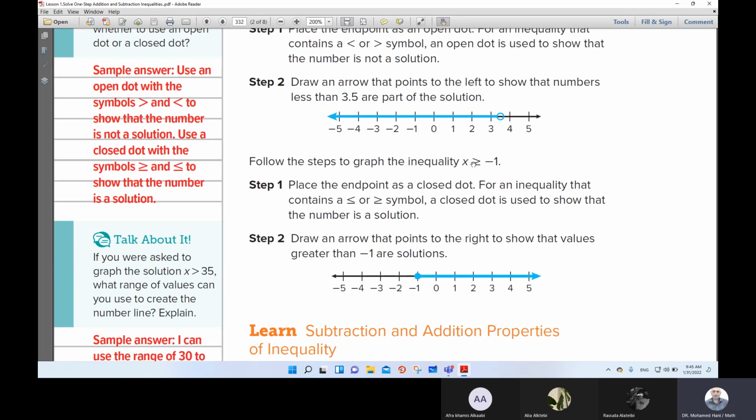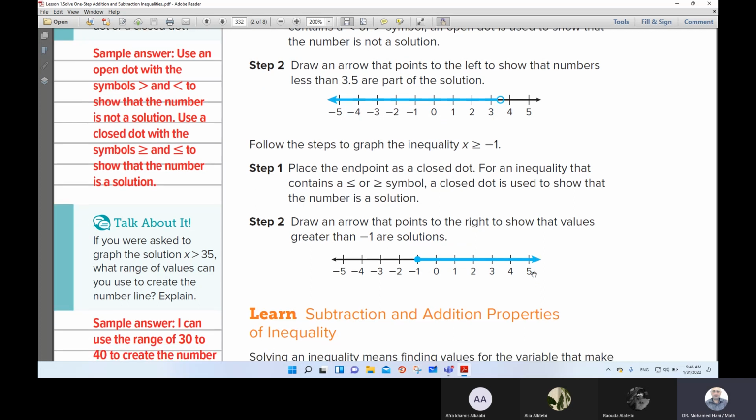If we have x greater than or equal to -1, you draw the number line and represent -1. Where is -1? It is here. As you see, we have greater than or equal to. When you have equal in the sign, draw a solid circle or closed circle. Then the values of x greater than -1 means up from -1, from -1 to the positive side.